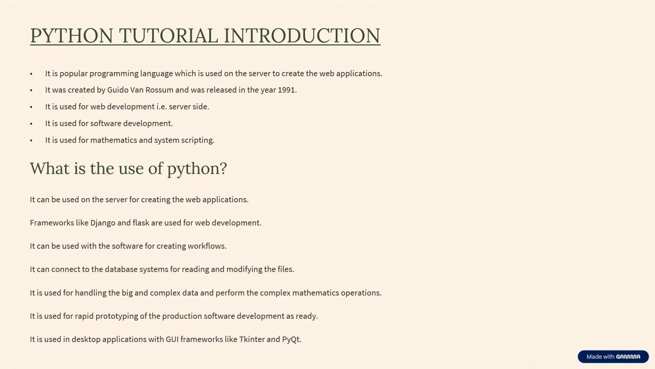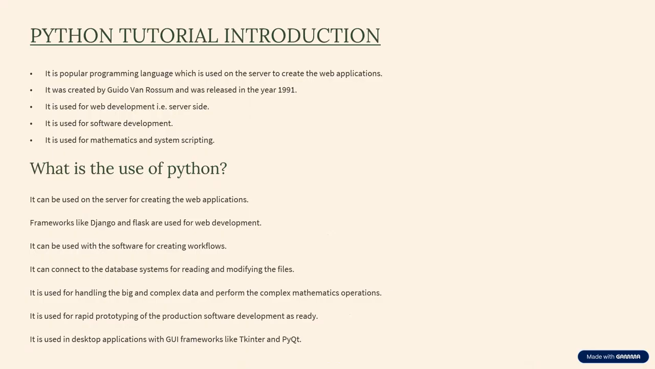So now I'm going to start the tutorial. So what is Python? Python is a popular programming language which is used on the server to create web applications. Python is popular because it is replacing C++, Java, C Sharp, every programming language. It is used in web applications, like Amazon, Flipkart, all their e-commerce platforms, which use web applications for their businesses. And it was created by Guido van Rossum, and it was released in the year 1991.